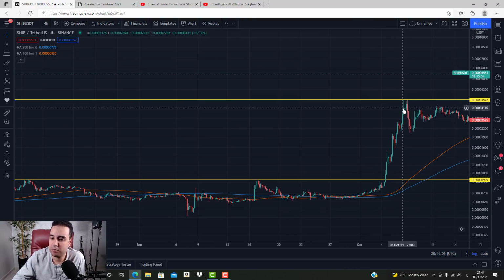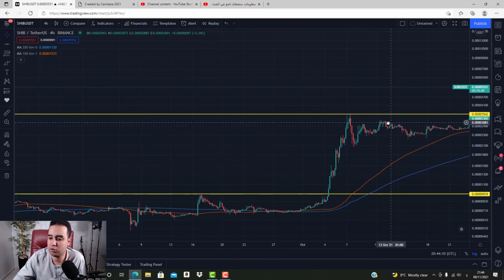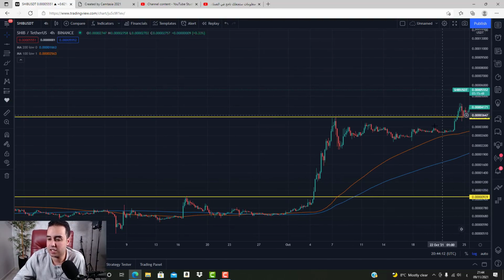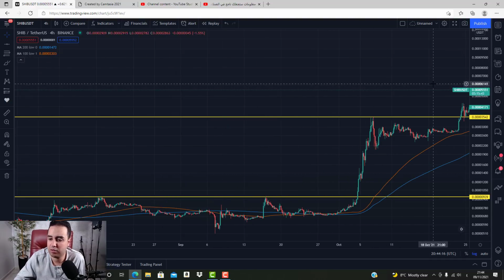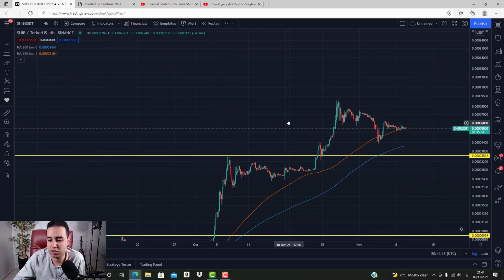Simply here, for example, there is a top or resistance. Then after the breakout, what do we have? We had some kind of retest, a rebound, as some people call it, and then the market continues its movement.